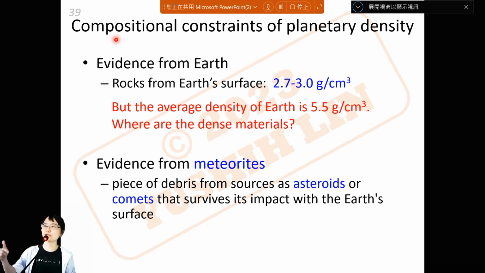It's impossible to break our own Earth, right? You can't even sample it. If our neighbor has some failed planets and the failed planets fall onto the Earth, you can say, hey, let me take a look at what you are made of. Then I will know what I am made of. That's the reason why we want to study meteorites.